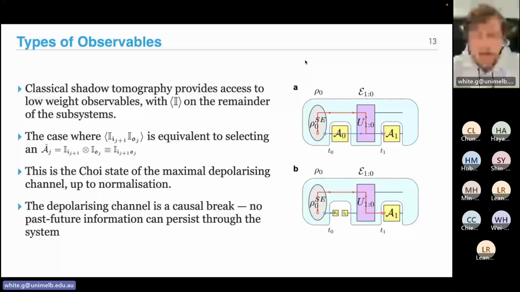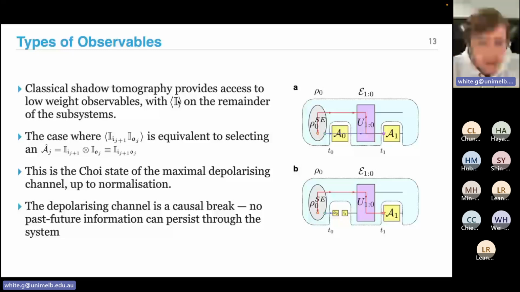Cool. So just re-emphasizing that what classical shadows gives you access to are low-weight observables. So you have a number of traceless Paulis on some of the subsystems with identity on the remainder. And we want to be able to interpret what these observables mean in this Choi picture, so in this temporal picture.